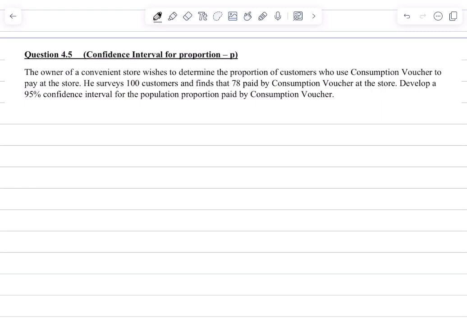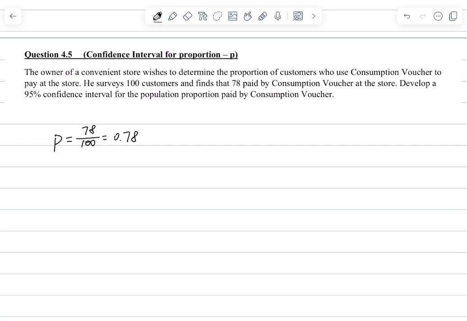To develop a 95% confidence interval for the population proportion of customers who use consumption vouchers to pay at the store, we can first define the sample proportion. We can note that the number of customers is 100 and the number of customers who paid with a consumption voucher is 78. So we can calculate the sample proportion P equals 78 over 100, which equals 0.78.